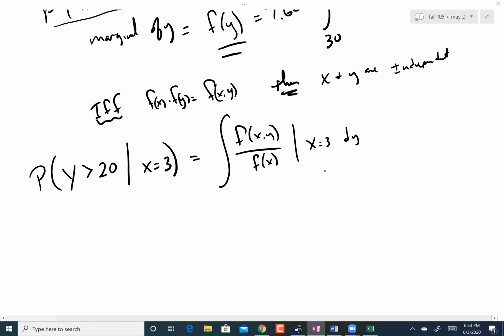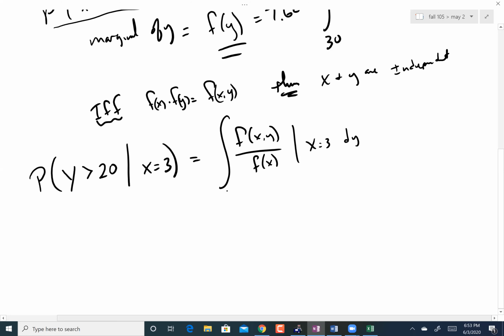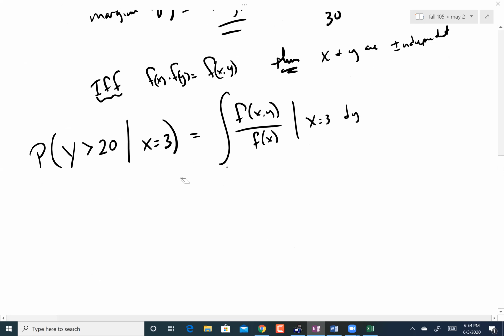When we get done here, we get f of x and y on top. Everywhere there's an x, you're going to throw a 3 in there. Here's the marginal of x, throw 3 in there. There's not going to be any x's left over. Everything's going to be y's and constants. Then I'm going to integrate from, well, did I say y greater than 20? That's 100%, since they're all bigger than 20. Here, let's try this. So we integrate from 35 to 50, let's say, and there you go.